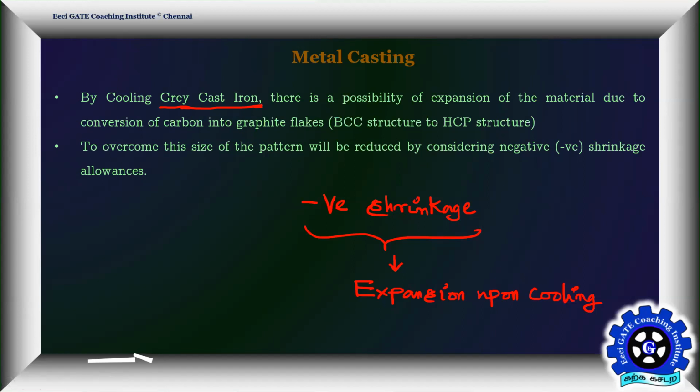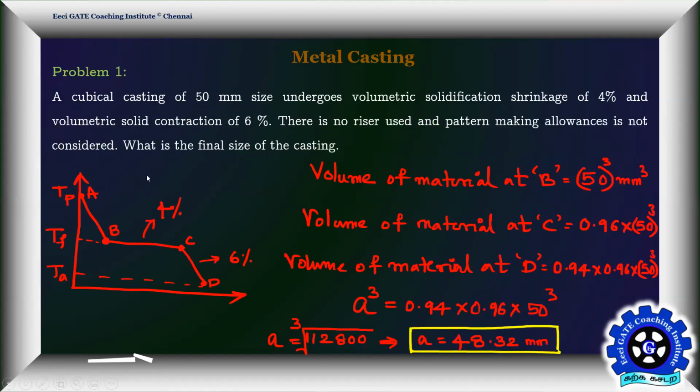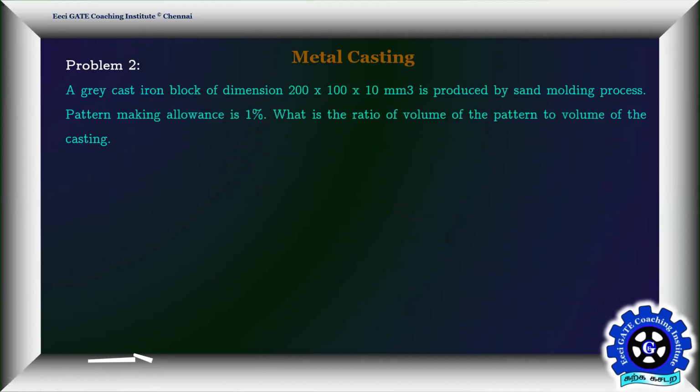Now with this information, we have solved problem one. With this understanding of this problem and of gray cast iron, can you solve this problem? I'll give you 2 minutes. Please try to solve it and let me know. Here again, a gray cast iron bulk dimension is given, and the pattern making allowance is 1%. It is not volumetric, as he is not mentioning any volumetric allowance. The allowances will be on each side, not volumetric. Please remember that, and now solve the problem.